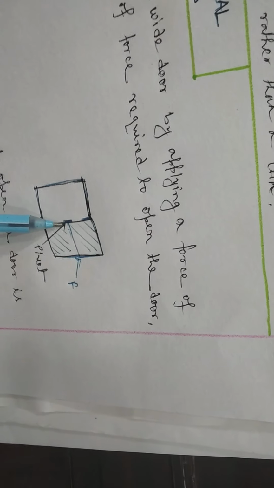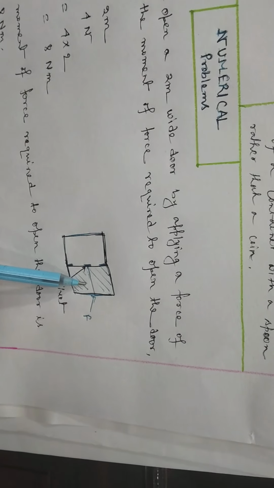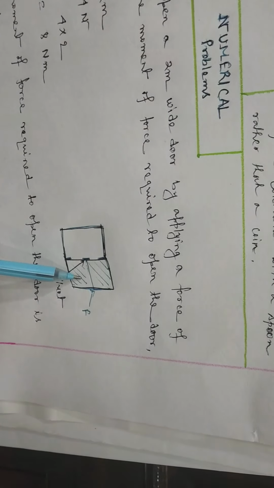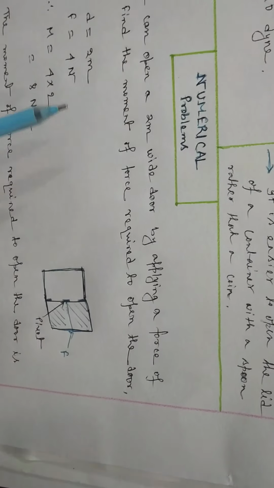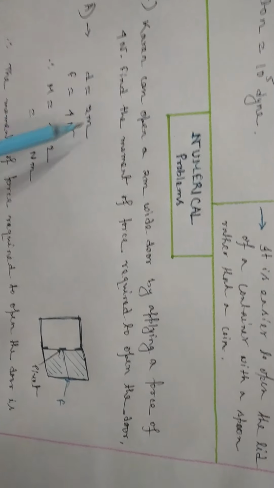So the distance from the pivot to the point where the force is applied is 2 meter. That means the width of the door. And here Karan is applying 4 Newton of force.